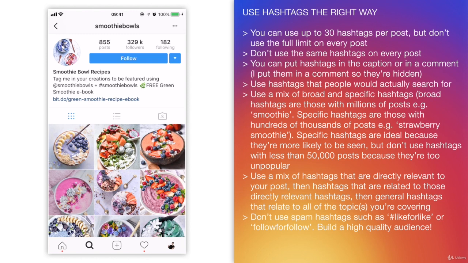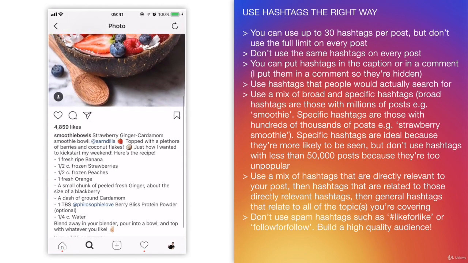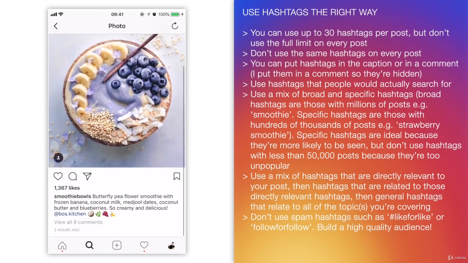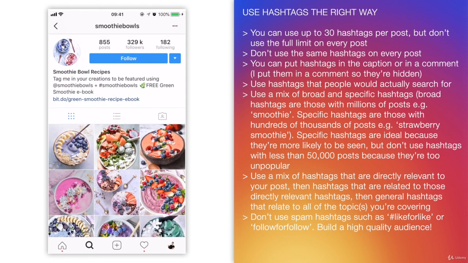So I'm going to use smoothie bowls for this example. It's just a random example I've got here. And they actually don't use any hashtags on their post by the looks of it. So the reason I wanted to use this account is I can show you the process of what I would actually include as hashtags if this were my account or if this were your account, what you could be doing. So the first thing to know is you can use up to 30 hashtags per post.